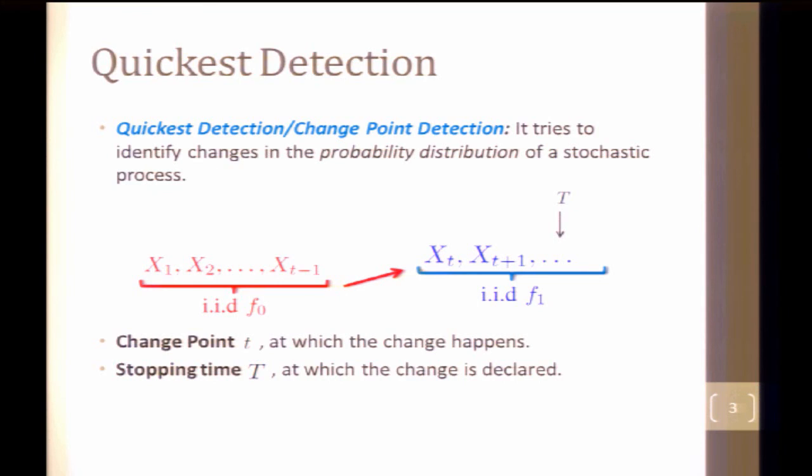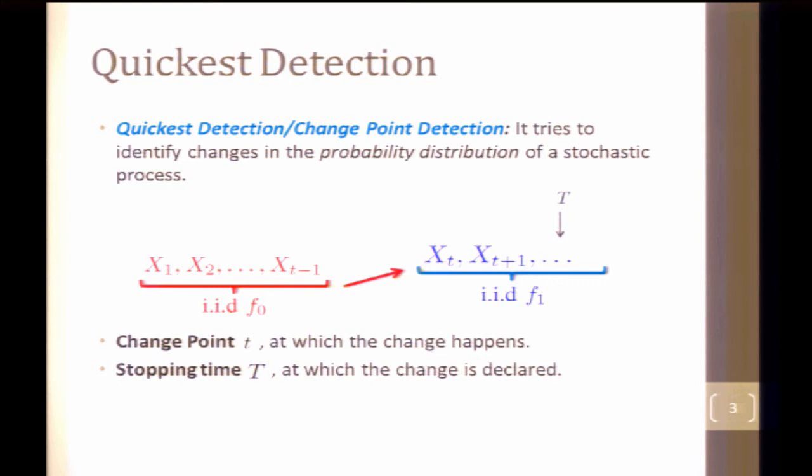In quickest detection, you observe a signal sequentially, and at a certain time, the PDF changes. So in this particular sequence, before time t, the observation is i.i.d. according to F0, and after this particular time, the observation is i.i.d. according to F1. Our goal is to identify this change as soon as possible. So in this case, we are going to use this capital T as a stopping time, at which you say that it's enough. There's already a change.